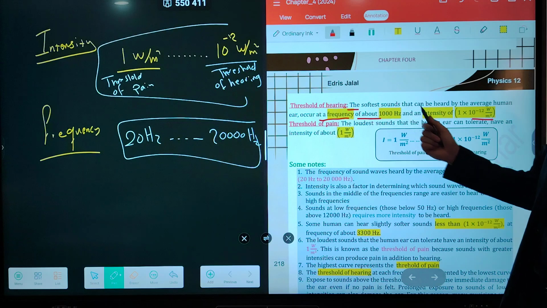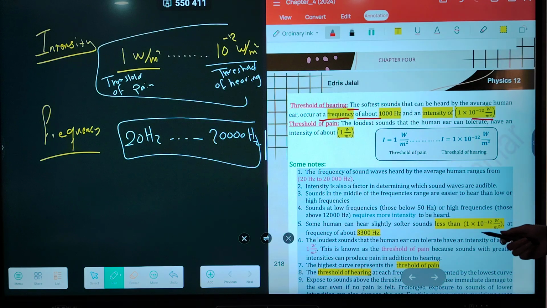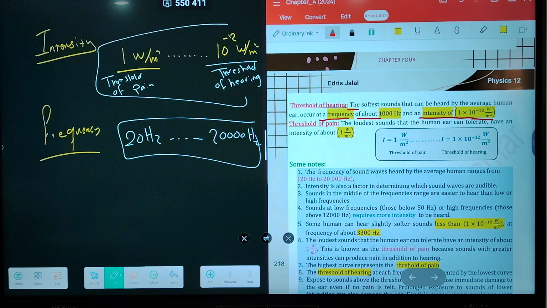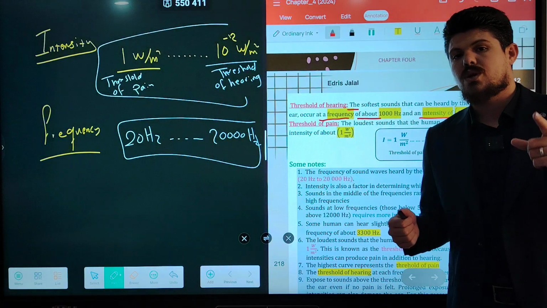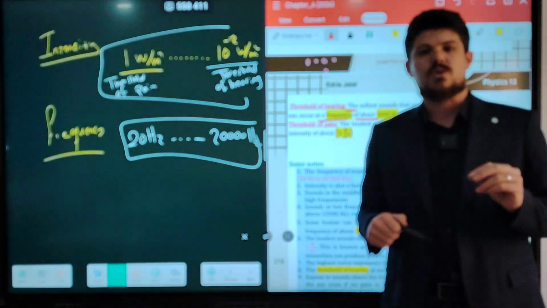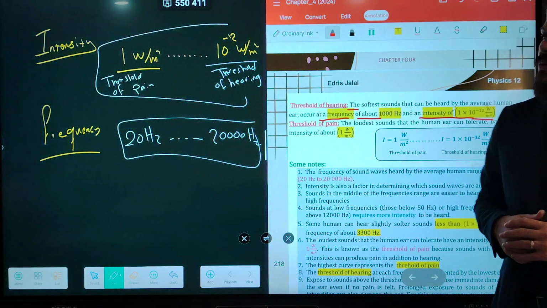It occurs at which frequency? About 1000 hertz, a little less than 1000 hertz, or a little more than 1000 hertz. And this intensity is equal to what? 1 times 10 power negative 12 watt per meter square. What is the value of the threshold of hearing? You have to keep it in your mind. You have to memorize this number, okay? The value of the threshold of hearing is equal to 1 times 10 power negative 12 watt per meter square.